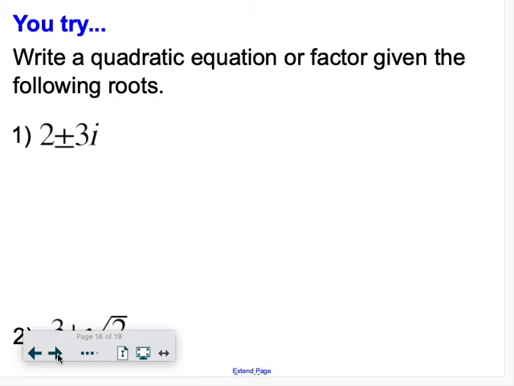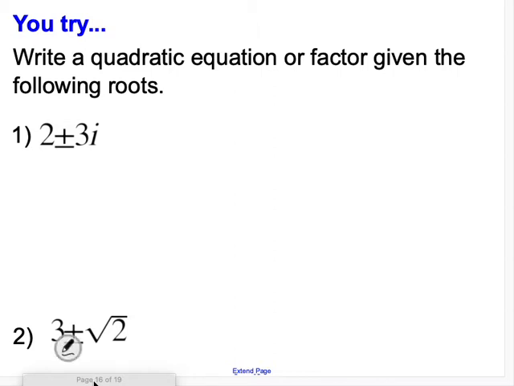Another example for you to try. One has complex roots, the other one doesn't. I would just try them.